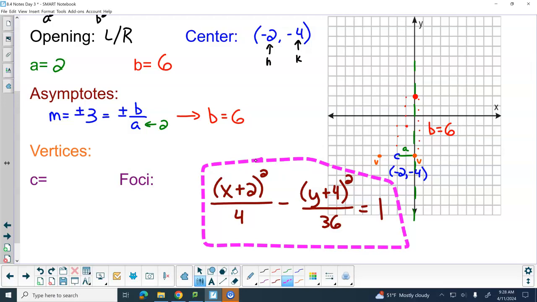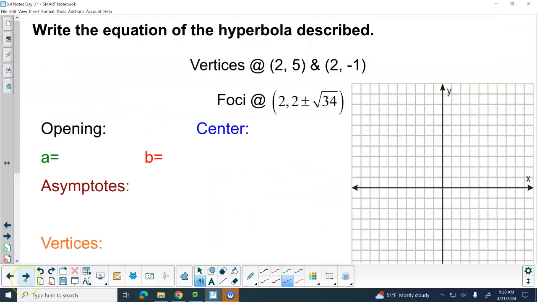You have all of the tools in your toolbox. You're just used to using them going in this direction. Today, you need to see those same things going in the opposite direction. Okay. Ready to try one on your own? Try that one on your own.